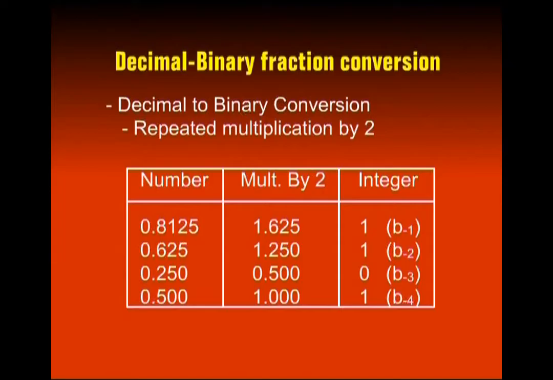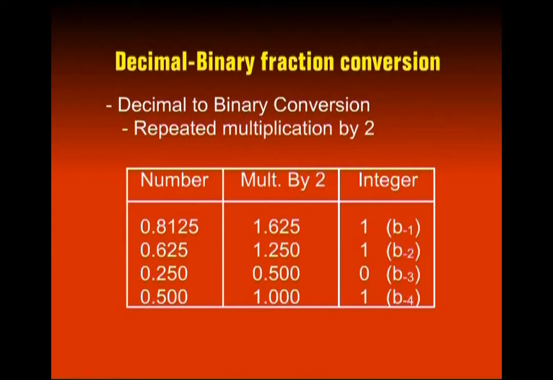The decimal number 0.8125 is to be converted into binary. It is multiplied by 2, which results in 1.625. The integer part, 1, is noted, and the fraction part, 0.625, is multiplied by 2. The result is 1.250. Again, the integer part, 1, is noted, and the fraction part, 0.250, is multiplied by 2.